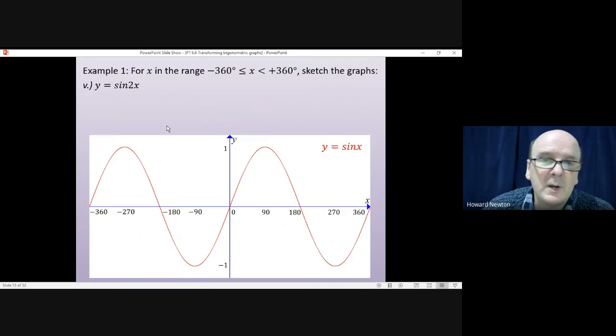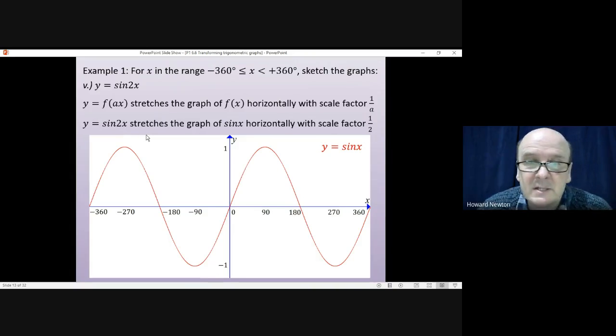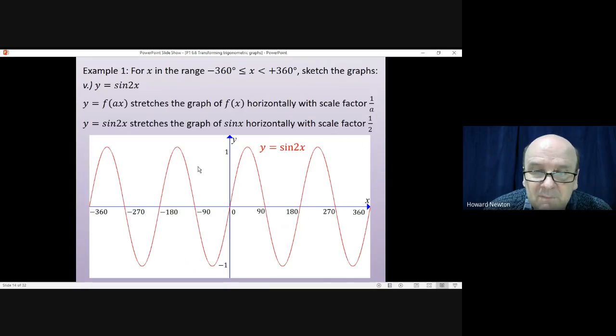The 5th question, y equals the sine of 2x. Well, f of ax stretches the graph horizontally with a scale factor of 1 divided by a. So sine 2x will stretch the graph of sine x horizontally with a scale factor of 1/2. So everything's going to shrink in by 1/2, and you would get something like that.